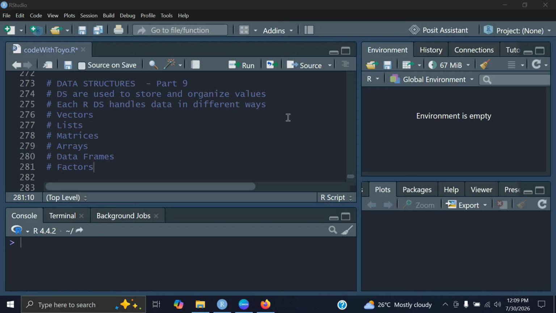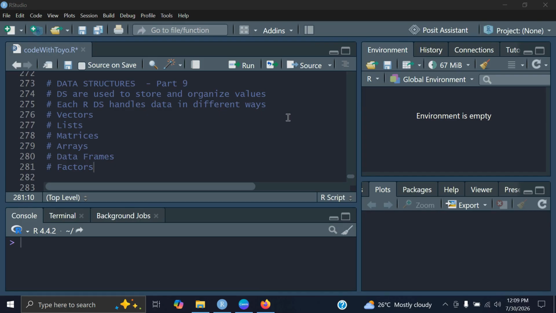So in this part 9 of this video, we are going to have a brief talk about data structures, what data structure is, why it is important, what separates it from conventional data types, and why we need it for every real world application in R. So moving forward, I need you to understand that data structures are used to store and organize values.